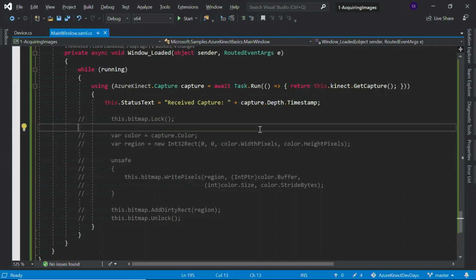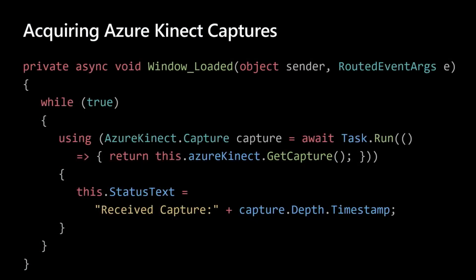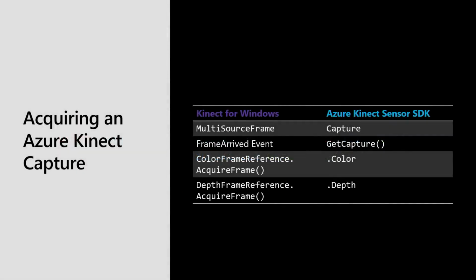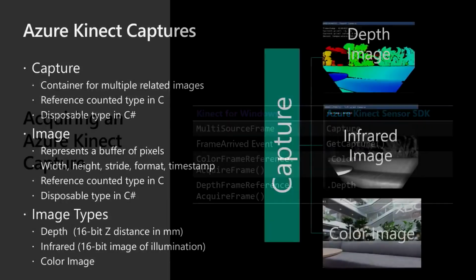All right, so let's talk a bit about what we did there, and then we'll get to displaying some actual pixels to the screen. So when we get a capture off of the Kinect, that's most synonymous to what was called a multi-source frame in the Kinect for Windows API. There's no longer a frame arrived event as an asynchronous event. There's the get capture, which is a synchronous method. And then we no longer have the notions of a color frame reference, acquire frame, and depth frame reference, acquire frame. Those have been replaced with just .color and .depth off of the capture object.